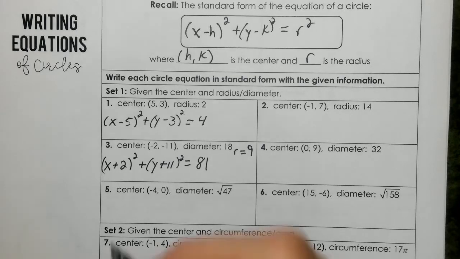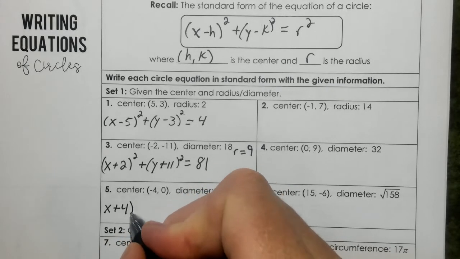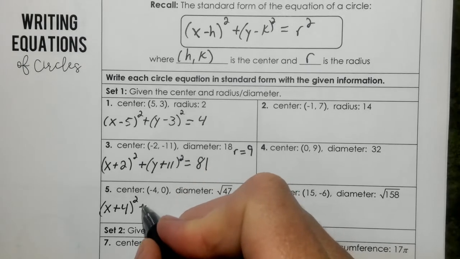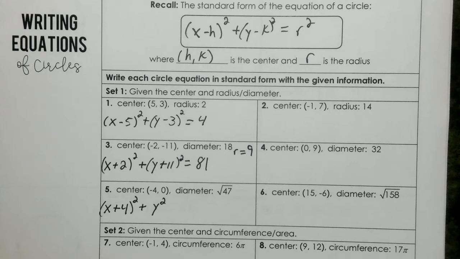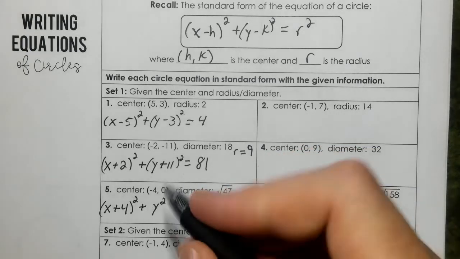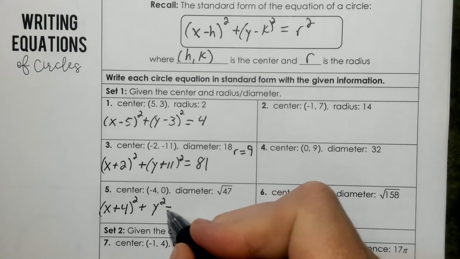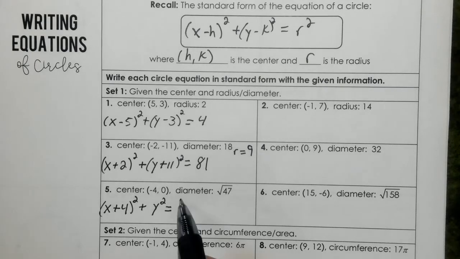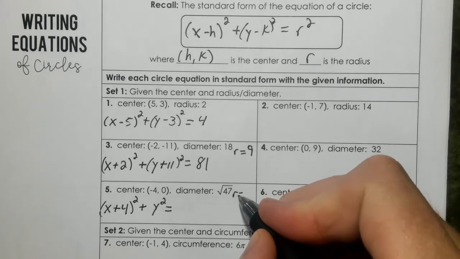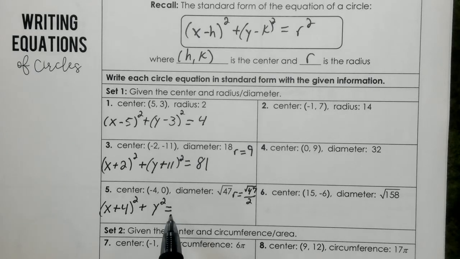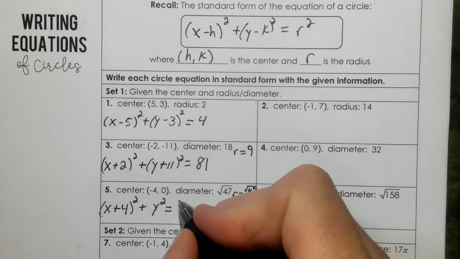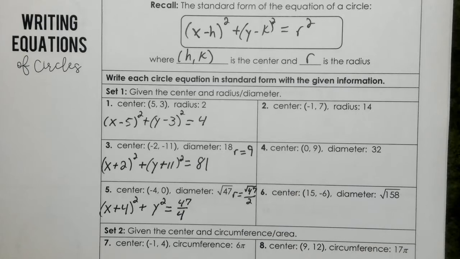For number 5, (x + 4)² because negative 4 is my x coordinate, plus, now when I have 0, I don't have to write anything there. Plus 0 or minus 0 is not going to change that y squared, so I can just put y². Equals, now this one's a little tricky. Let's think about this for a second. The diameter is the square root of 47. So that means the radius is half of that, the square root of 47 over 2. But then this is supposed to be r squared. So if we square the square root of 47 over 2, we would actually have 47 over 4. Obviously, we could turn that into an improper fraction, but I'm just going to leave it as 47 over 4 for now.